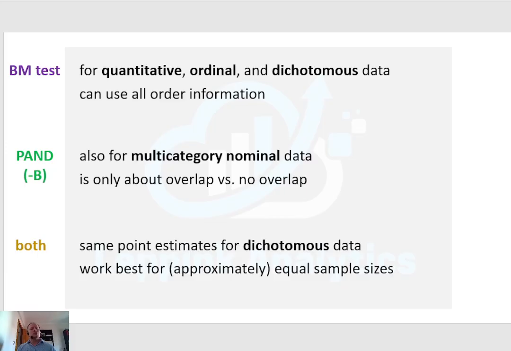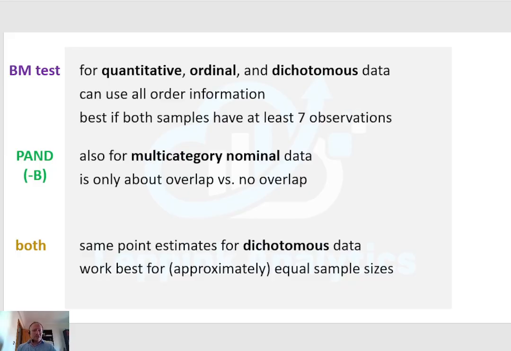Meanwhile, another feature that both solutions have in common is that they work best when the sample sizes are equal or at least almost equal. That is, when sample sizes are clearly different, both methods can sometimes give somewhat strange, implausible outcomes. And the BM test works best if both samples have at least 7 observations, whereas PAND, and in my view especially PAND-B, can be used for even smaller samples as well.